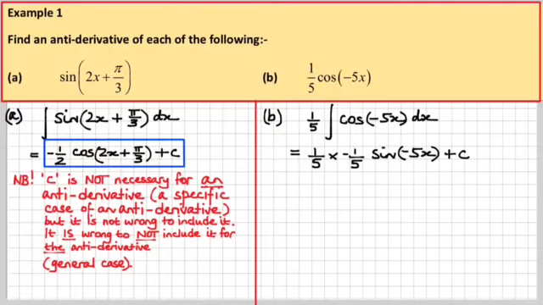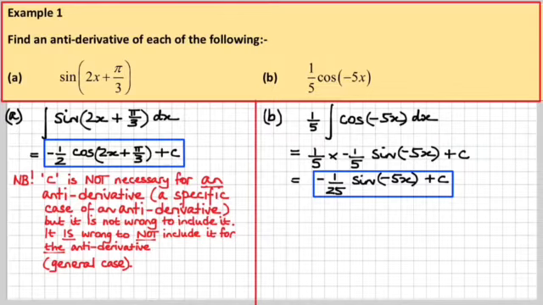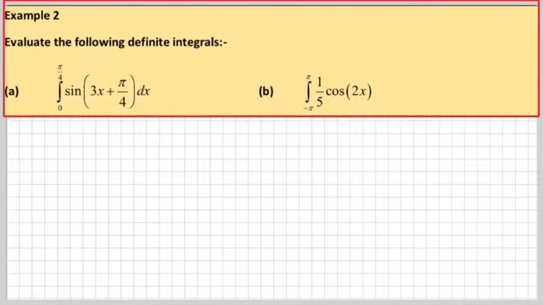Yes, did you get that? So the final answer is minus 1/25 of sine of minus 5x plus c. Are you having fun? Of course you are.